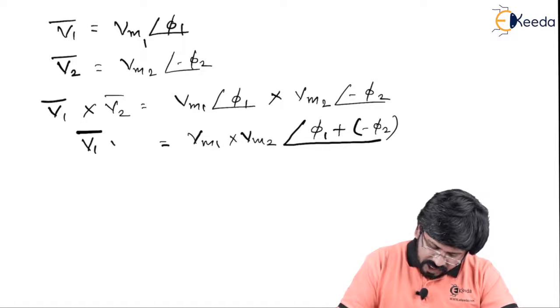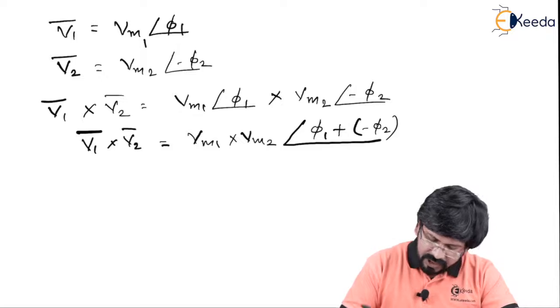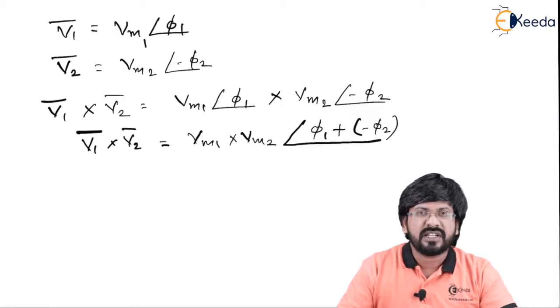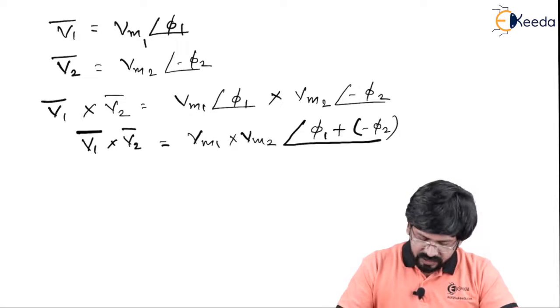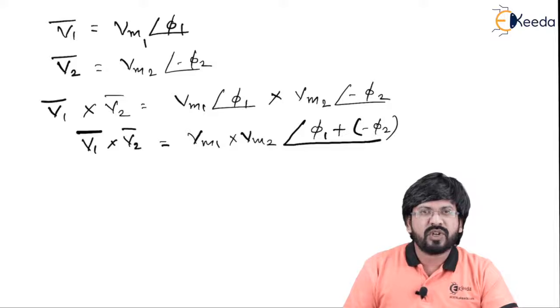So as you can see how easy it is to multiply two vectors. And imagine if they had been in sine form, it would have been Vm1 sine of omega t plus phi1 multiplied by Vm2 sine of omega t minus phi2. For that you should know the formula for sine of a plus b and sine of a minus b, and thereafter you need to expand them, and you know what it really takes to expand trigonometric form. That's the reason why, when you want to multiply, it is always better to go for polar form.